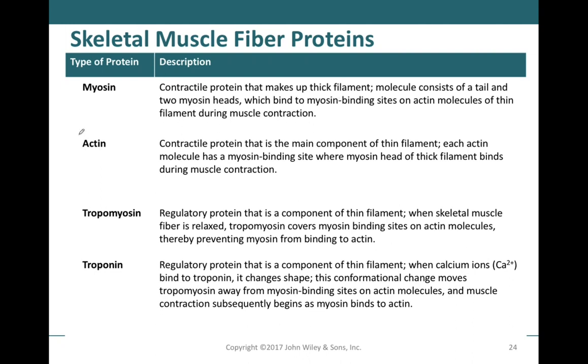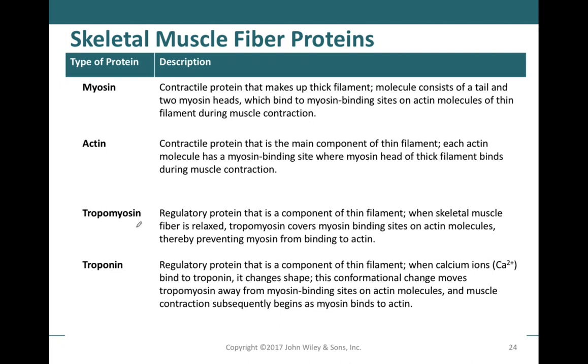Now, actin is the other contractile protein that we see, and this is the major component of our thin filament. Each actin molecule is going to have a myosin binding site, whereas myosin had the actin binding site. So don't get those mixed up. So during muscle contraction, the actin binding site on myosin is going to be bound to the myosin binding site on actin. And that binding is only facilitated by ATP coming into the myosin head and calcium coming in to bind to troponin, where it can move tropomyosin out of the way.